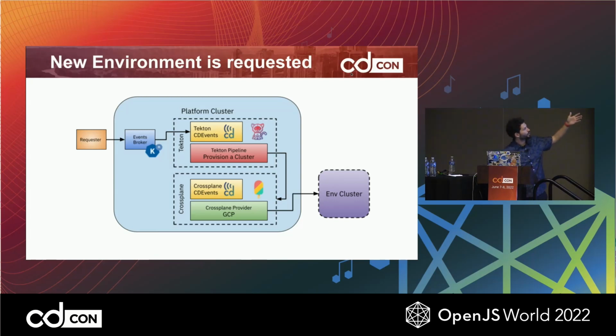I will go and create a request to the platform cluster, right? This request can be anything. I will be sending an HTTP request with the cloud event to the event broker, in this case running inside the platform cluster. Then we have a component in Tekton that will understand this event and trigger a pipeline. That pipeline is going to install some resources in Crossplane that define how to create a new Kubernetes cluster.